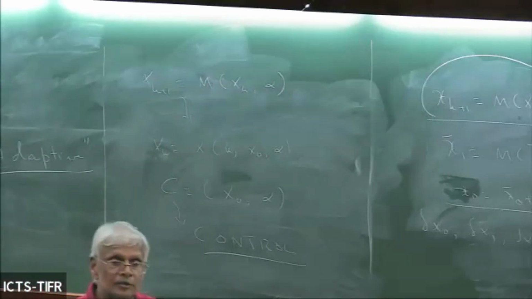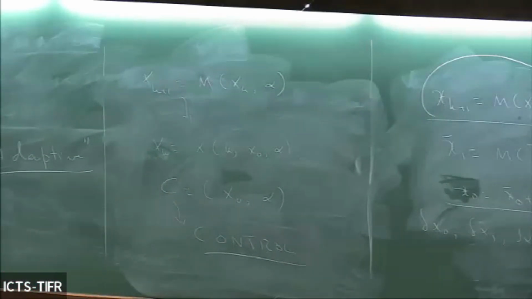And this is not the only way control comes. In engineering, control comes another way. You are driving a car, what is the control? Your pedal. Are you with me? The thrust you give. That's called external control.